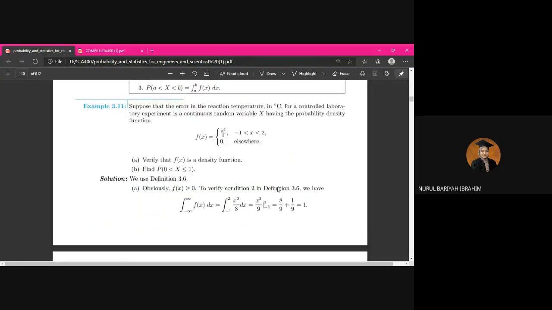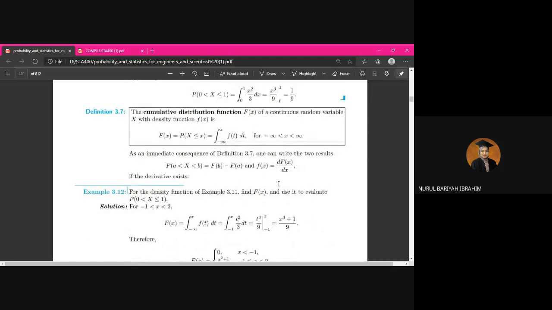Okay, so let's see how to find the cumulative distribution of a continuous random variable with the density function given, small fx. Let's say we have the PDF, the function of fx. Now we want to find the CDF, cumulative distribution function. Okay, so dia punya konsep sama saja untuk cumulative dan discrete. Dia punya konsep sama sahaja.